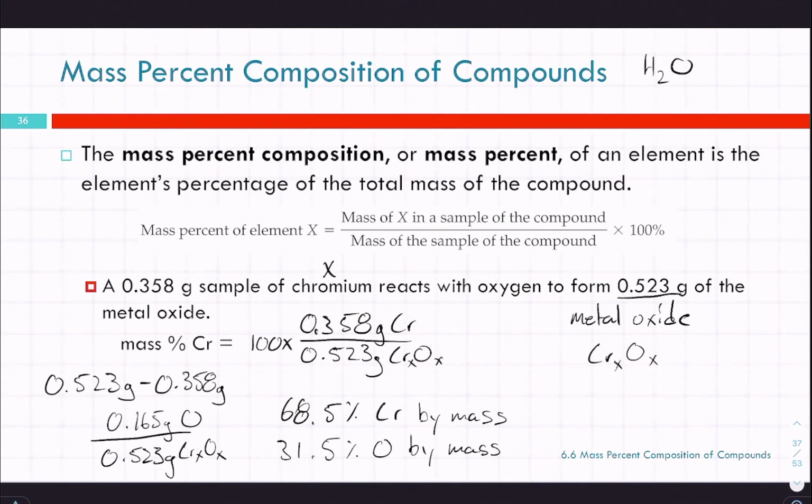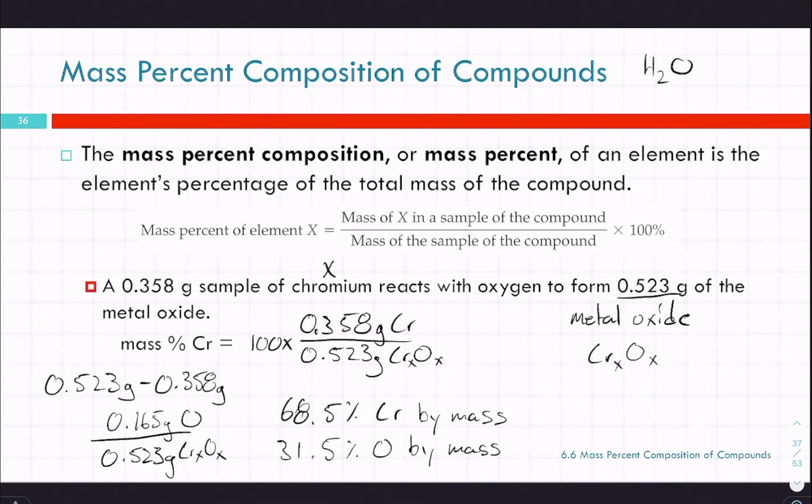The first number is always going to be on top when it comes to dividing. So you see how, when you're looking for percent mass, it'll be the smaller number. You need to think about what it's asking, too. Here, this says 0.358 grams of chromium, and then 0.52 grams of the metal oxide. So you're looking for the percent of that metal in the metal oxide.